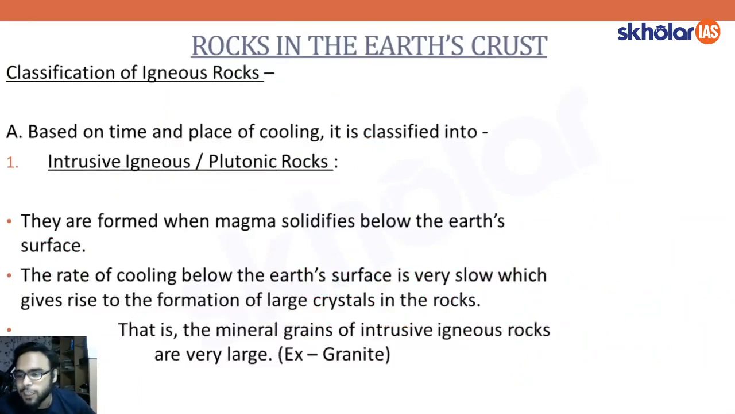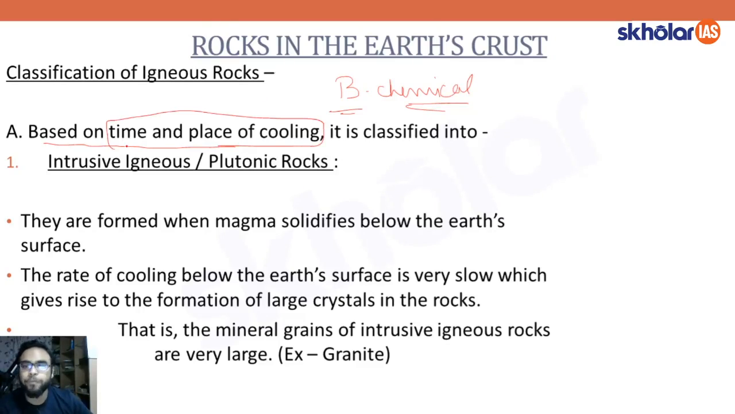Now let us talk about the classification of igneous rocks. There are two different ways by which we can classify igneous rock. Number one is based on time and place, and the other is based on chemical composition or content of silica. So the first thing we'll talk about is the classification of igneous rock based on time and place of cooling. Based on this, it is classified into two types.